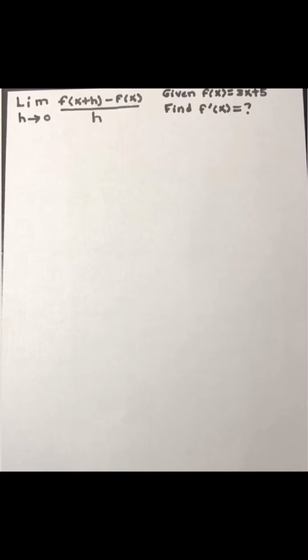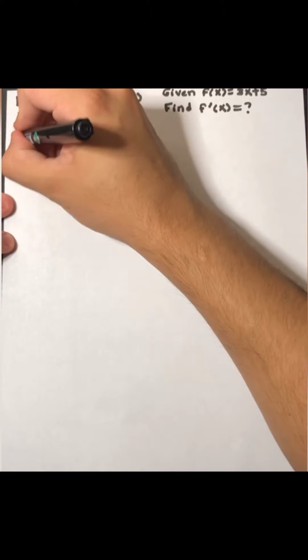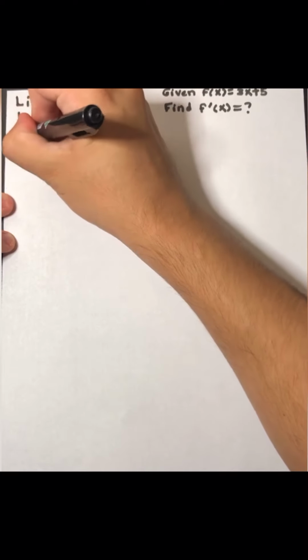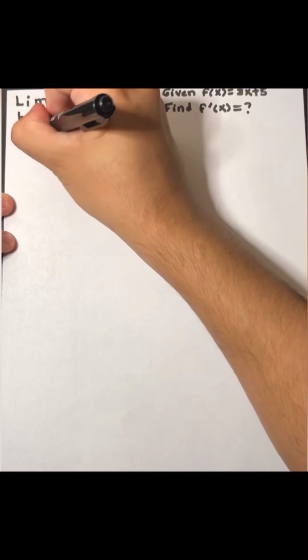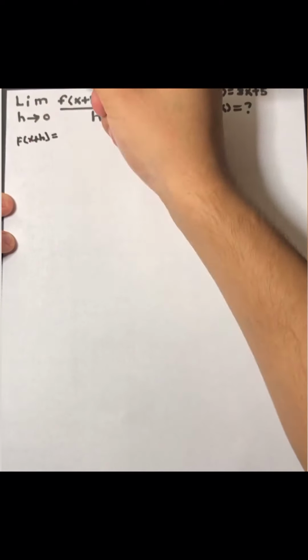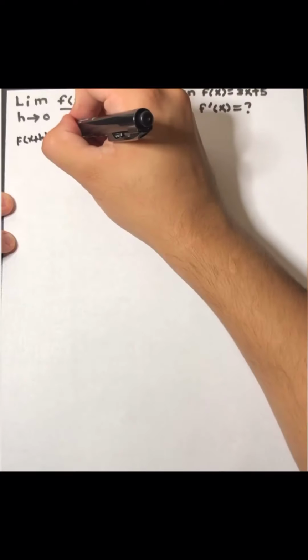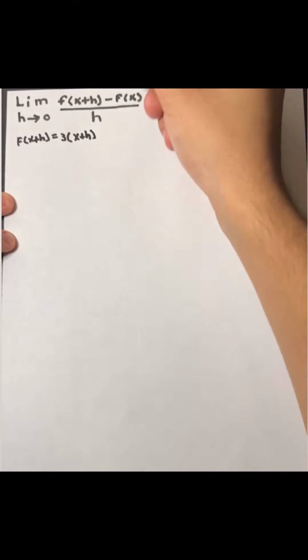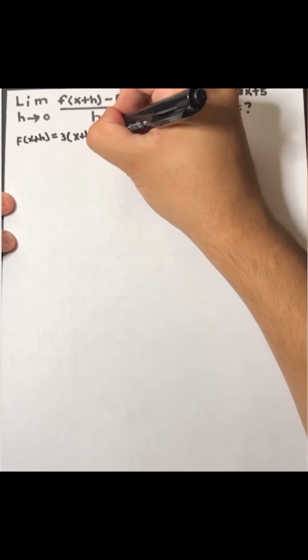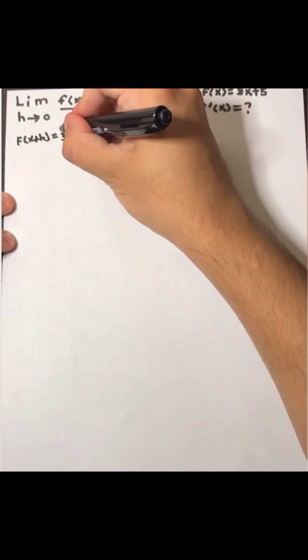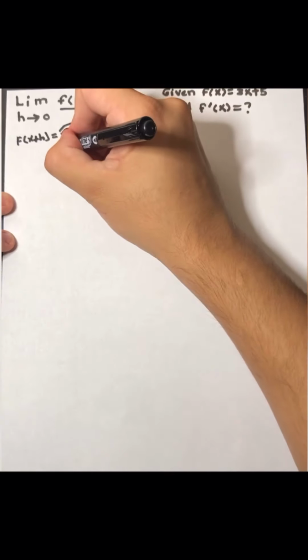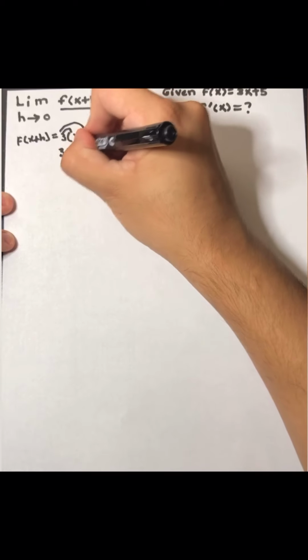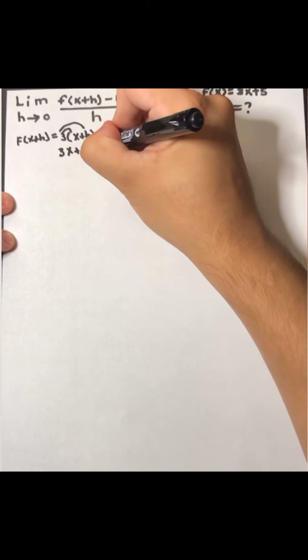Hey guys, so today we're going to find the derivative of a function using the limit definition. So first we're going to start with finding our f of x plus h, in which all we have to do is just plug in x plus h wherever we see an x. We're going to distribute, so we're going to get 3x plus 3h plus 5.